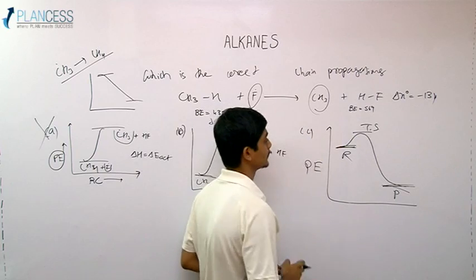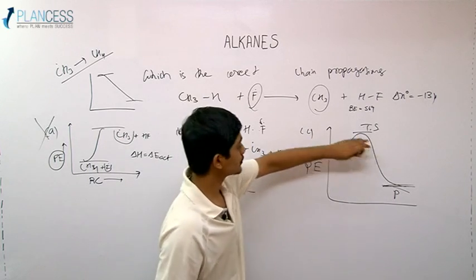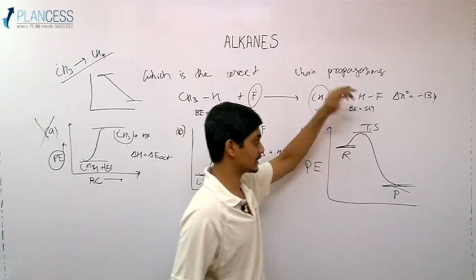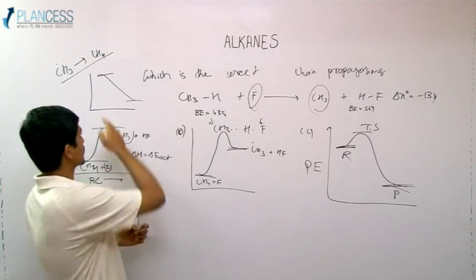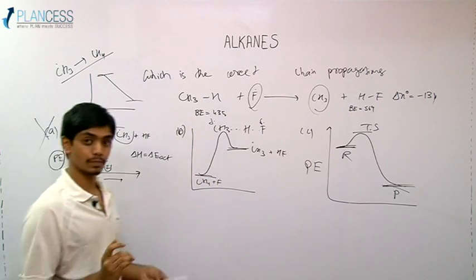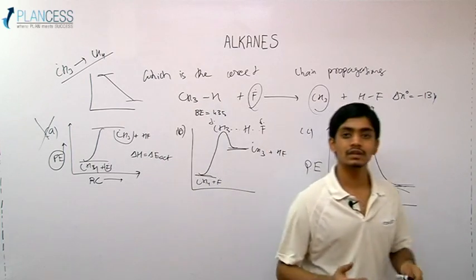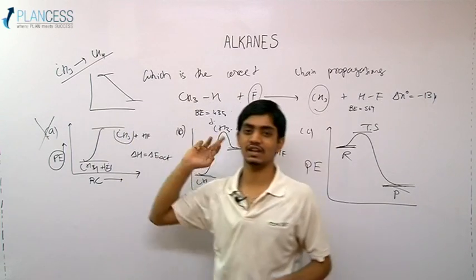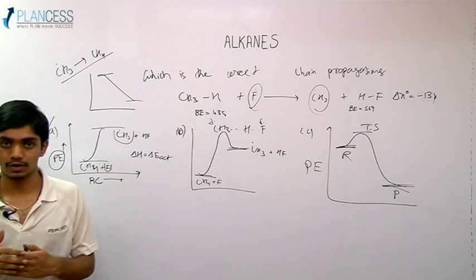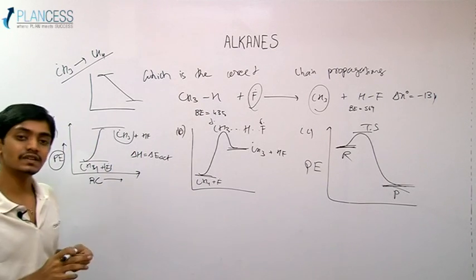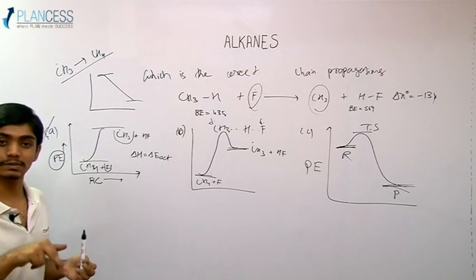Let us look at this. Now here, it starts from the top, ends at the bottom and has got a transition state. Why? Why not just a simple downward sloping graph? That is because it is not an instantaneous reaction. Some bonds have to be broken, some bonds have to be formed. Here also you can say that some bonds have to be broken and some bonds have to be formed.